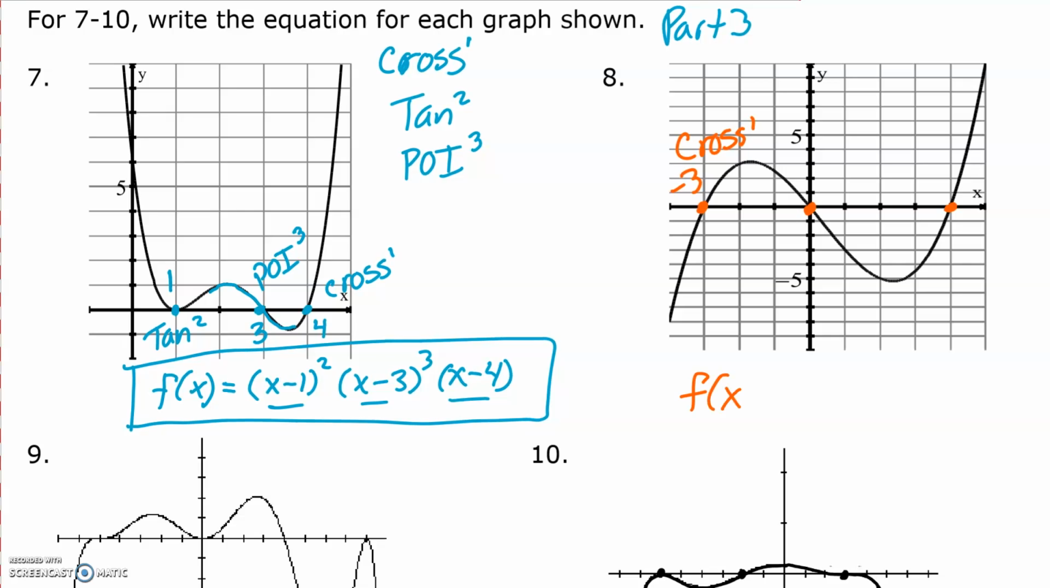So I can go ahead and start writing it down here. We would end up with x plus 3 to the first power times, and then our next one, our 0 is going to be at 0. It is going through, it is a point of inflection. So it's to the third power, because we do have kind of a curve happening here. It doesn't just kind of go up and then over. So we have kind of a curve and it continues on. So this would be x cubed.